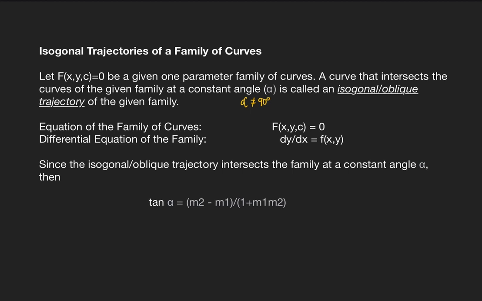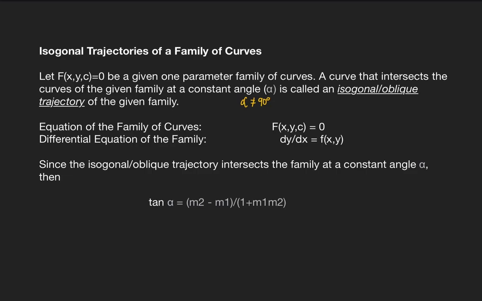Because if that would be equal to 90 degrees, then that would be an orthogonal trajectory. So a curve that intersects the curves of the given family at a constant angle alpha, which is not equal to 90 degrees, is called an isogonal or oblique trajectory of the given family. So just like what we did in the orthogonal trajectories, we are given or we are to determine the equation of the family of curves, and after that we are to determine the differential equation of the family, and using that differential equation of the family, we find the DE of the isogonal trajectory this time and solve that DE to find the equation of the isogonal trajectories.